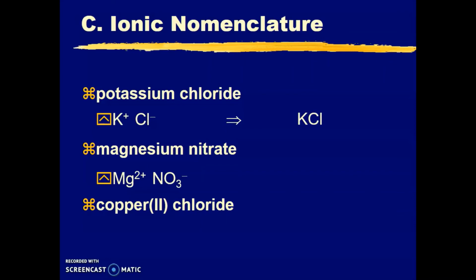So in order to write my final formula, all I have to do is crisscross. Okay, that's what I say, crisscross, which means that this number 2 over here is going to come down to over here, and my -1 is going to come over here. So my final answer is Mg with a 1, but it's understood, so I don't write it. And then I need 2 NO3s.